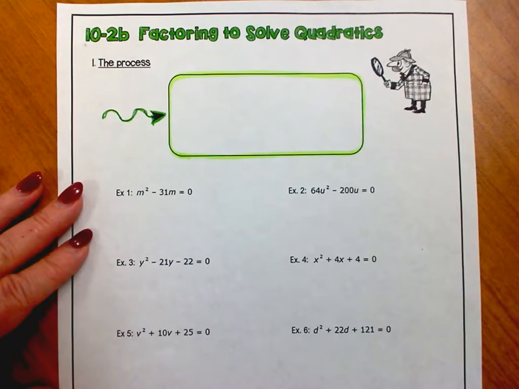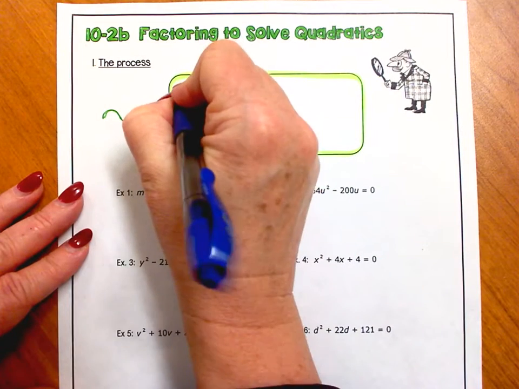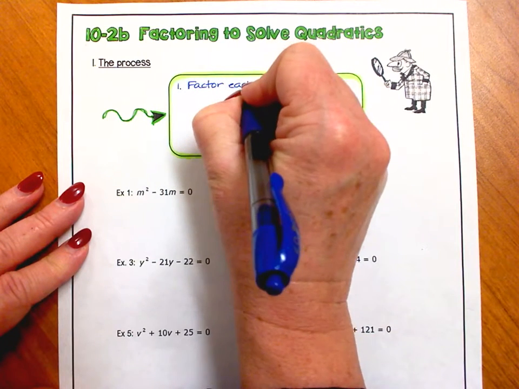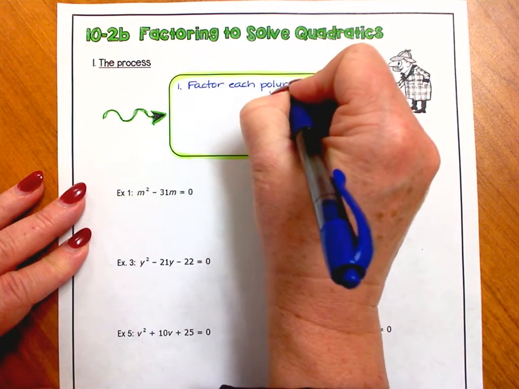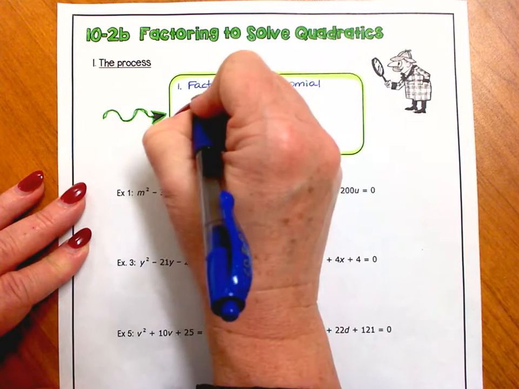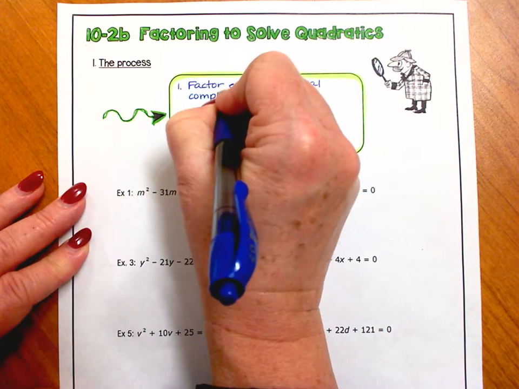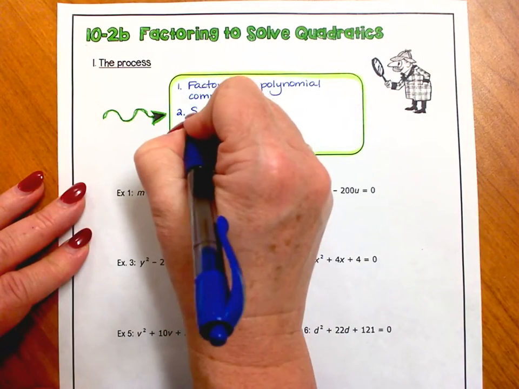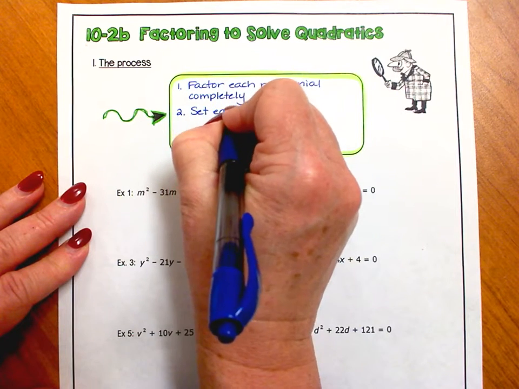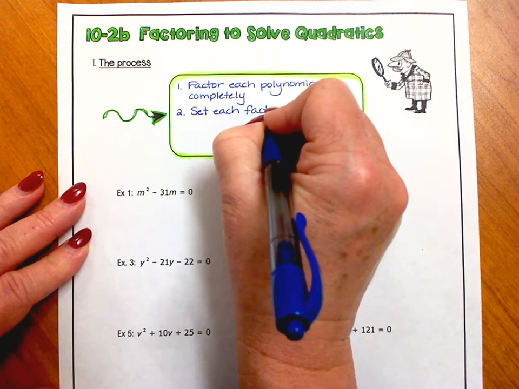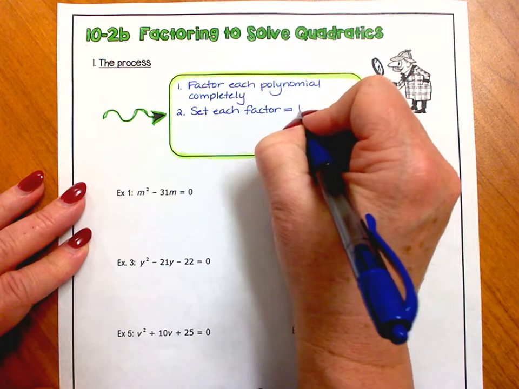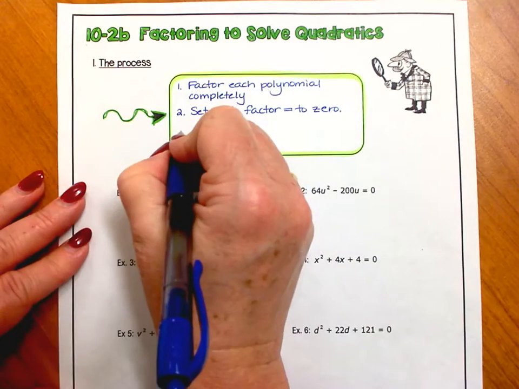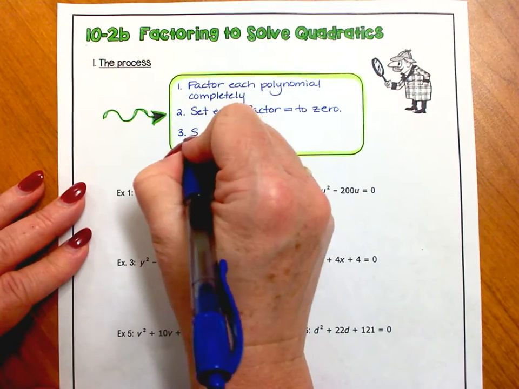So, a couple things that we need to do. First of all, we're going to factor each polynomial completely. Okay, second, we're going to set each factor equal to 0. Okay, are you writing this down? Because this is important stuff. And lastly, we're going to solve for x.